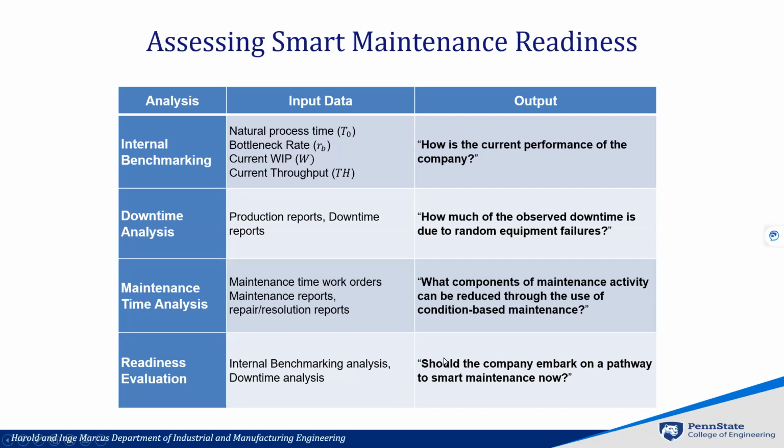Okay. And finally, based on all of this, we come up with something called the readiness evaluation, and then say, hey, should the company embark on a pathway towards smart maintenance now, or should it go back and fix some of the basics, which might be lower hanging fruits based on the current operation, before getting on to the maintenance problem? And this does happen in some companies. And I'll share examples of both sides of the fork.